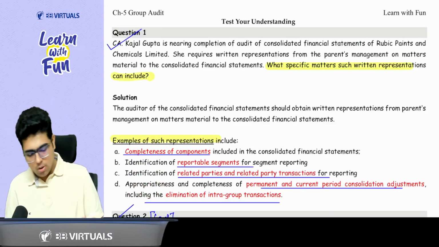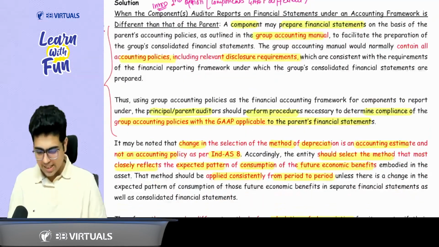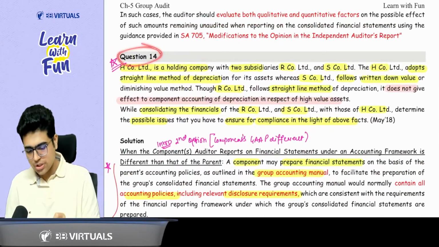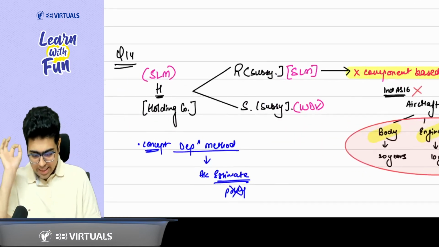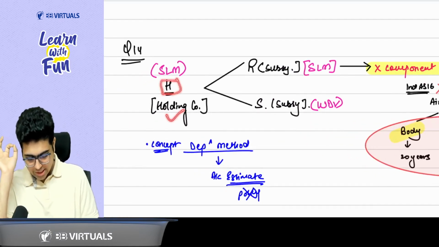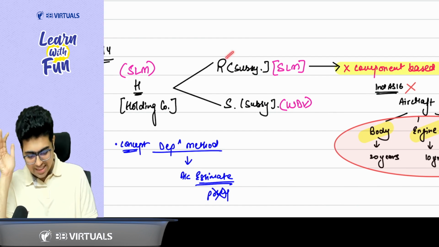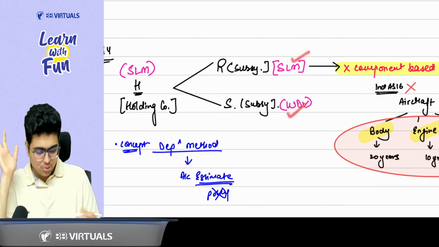Done, sir. Now towards the end, let's do 2 classic questions of ICAI: question number 14 and question number 15. What does question 14 talk about? Please focus on the board for the concept. There is a company H, which is a holding company following the SLM method for depreciation. Then it has 2 subsidiaries R and S. R follows the SLM method, S follows the WDV method.